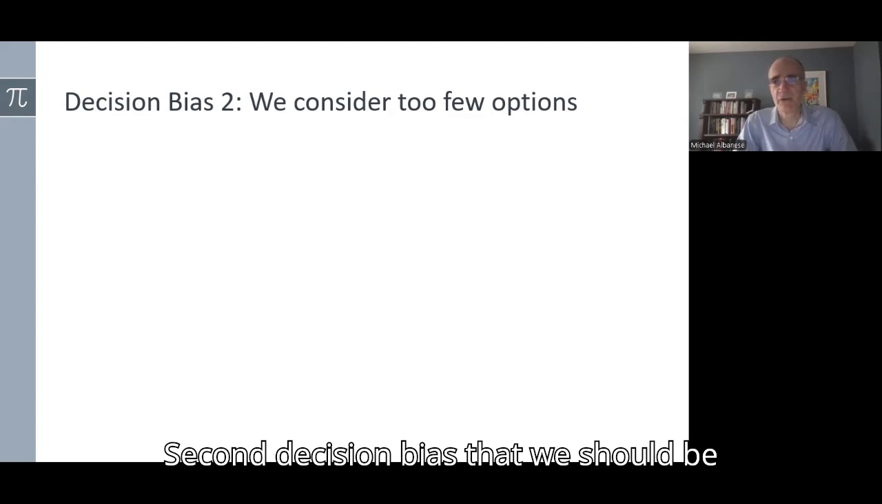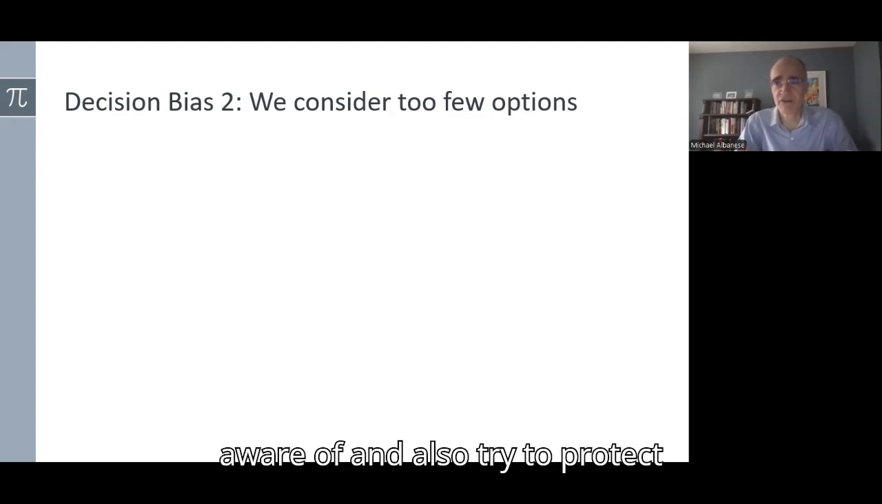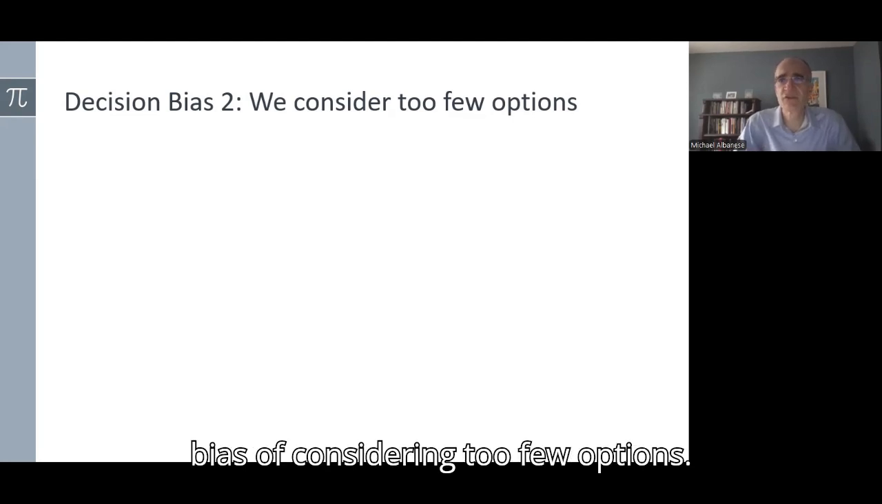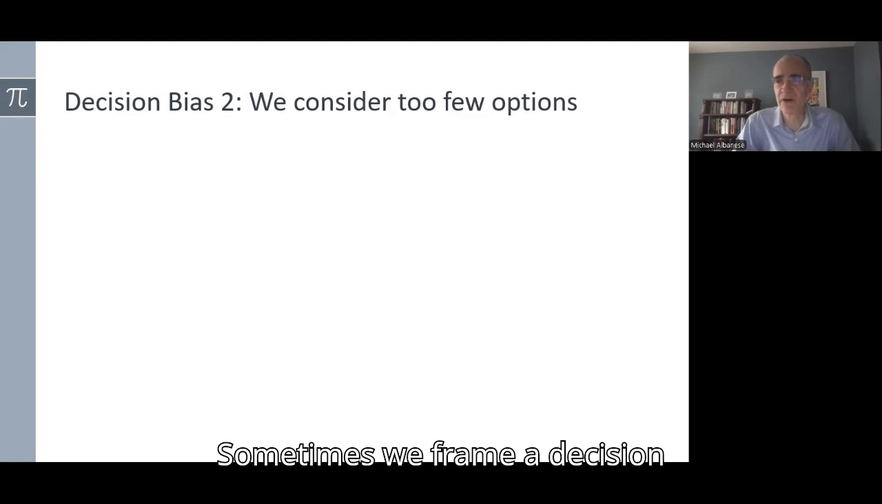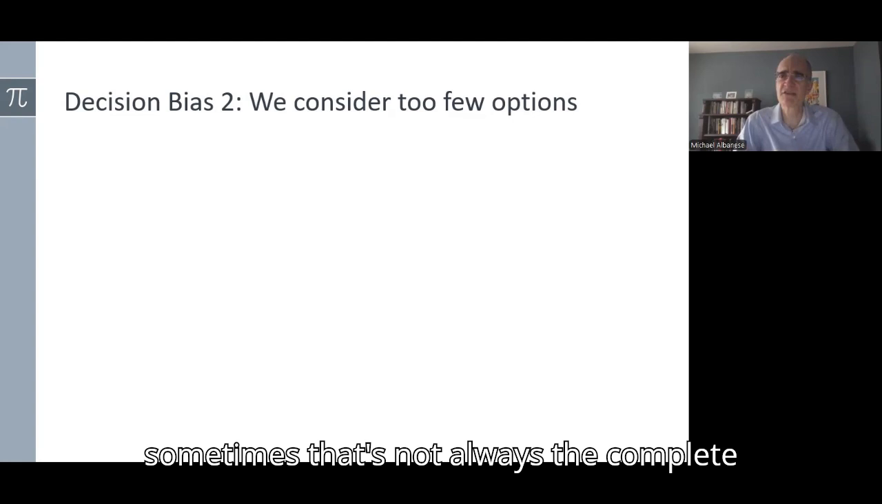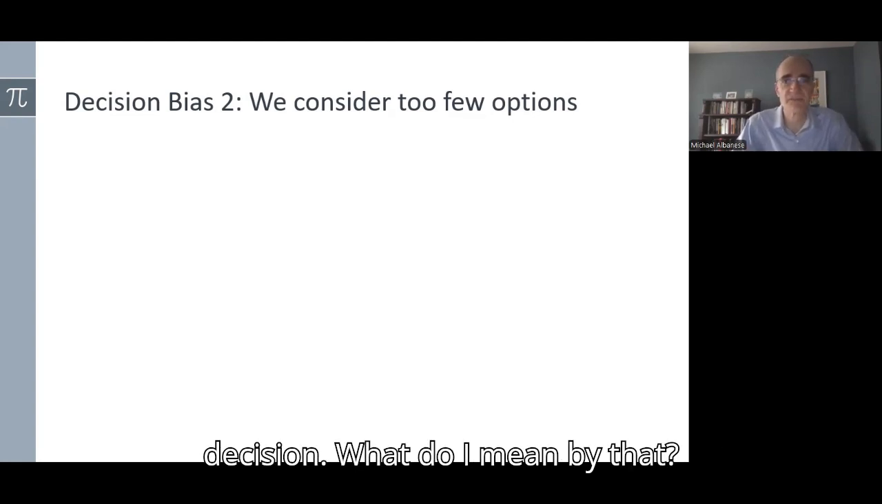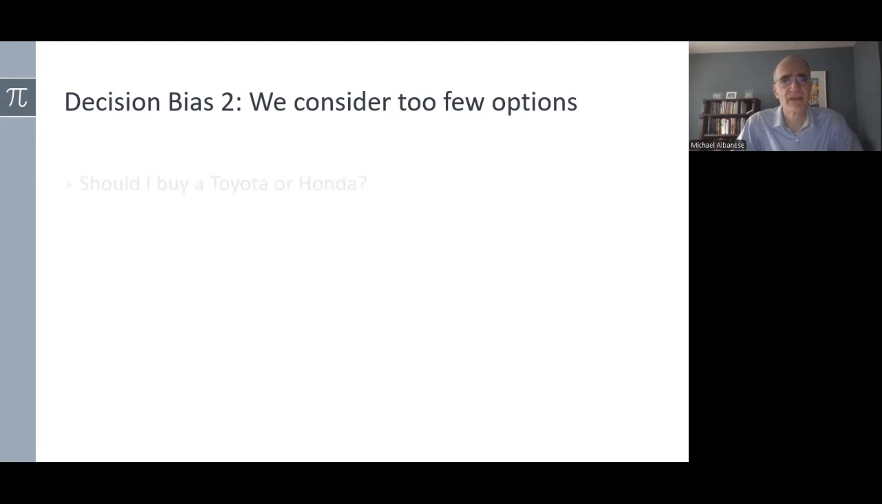The second decision bias that we should be aware of and also try to protect ourselves against is what we call the bias of considering too few options. Sometimes we frame a decision in terms of several options, and that's not always the complete or the correct way of framing the decision.